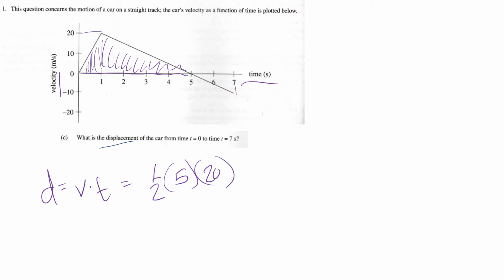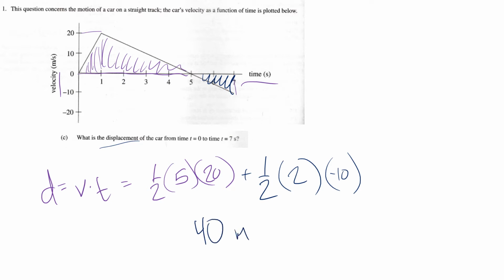And then there's another triangle right here. We'll put it in a different color. That's a negative triangle because it's a negative height. So we'll put a plus. I mean, it doesn't matter how you do it. What's the base? The base is 2. What's the height? The height is negative 10. So going down. We're yelling timber. So simplify, simplify, simplify. We're going to get 40 meters. Ta-da! Next one.